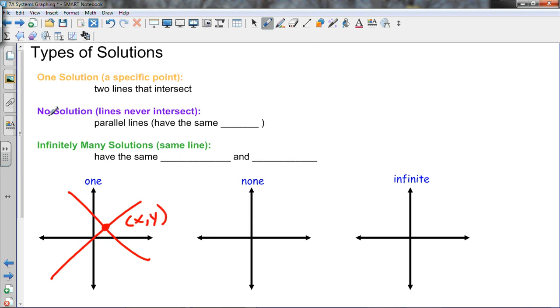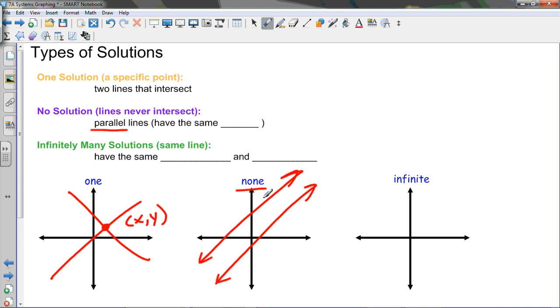Now the thing is too, sometimes there's no solutions. What if the lines are parallel? So if I draw a line here and I draw a line parallel going in the same direction, notice they never intersect. So there's no solutions. There's none. So the key is they have to have the same slope. Okay. And on top of that, they have to have different starting points. So I'm going to make that note here as well.